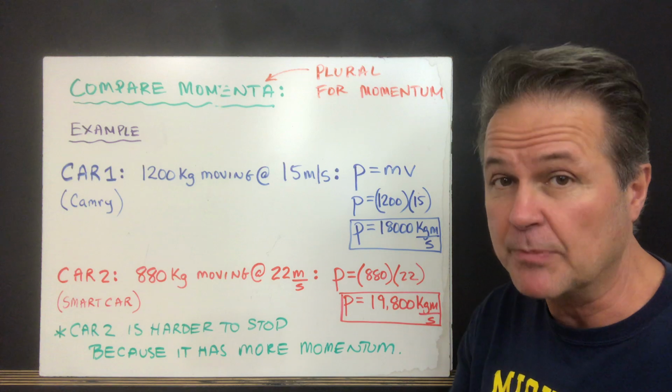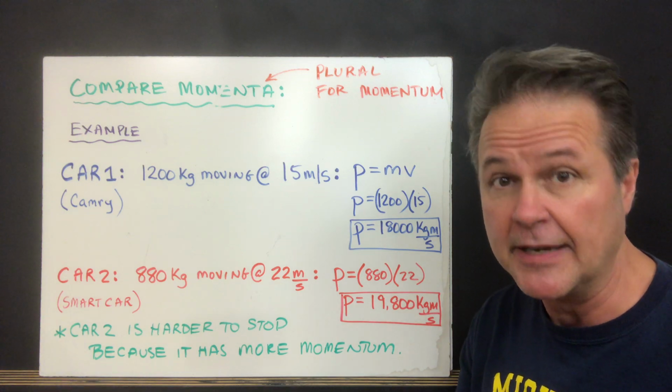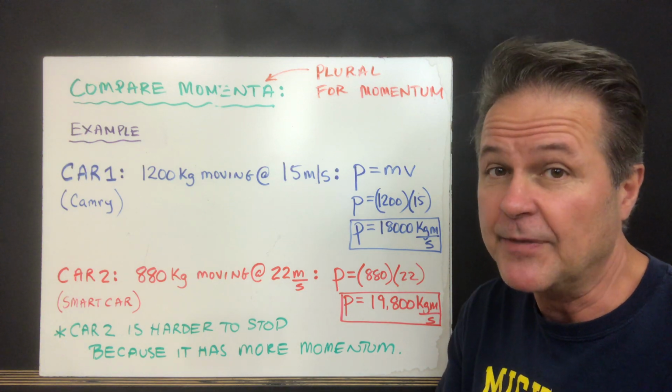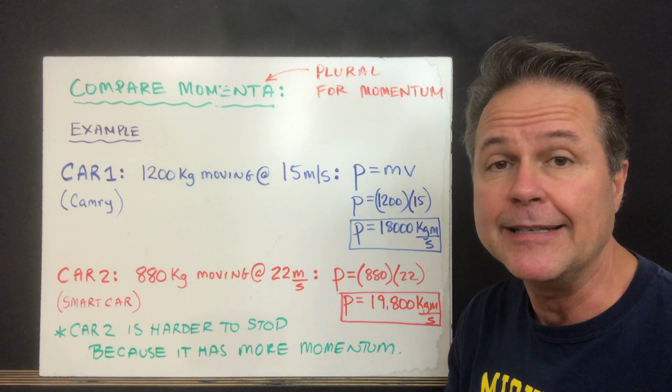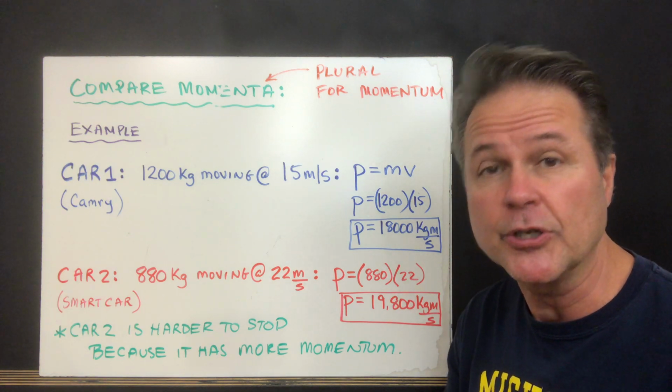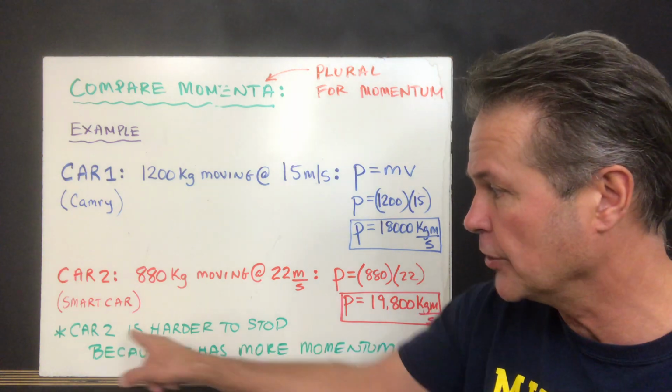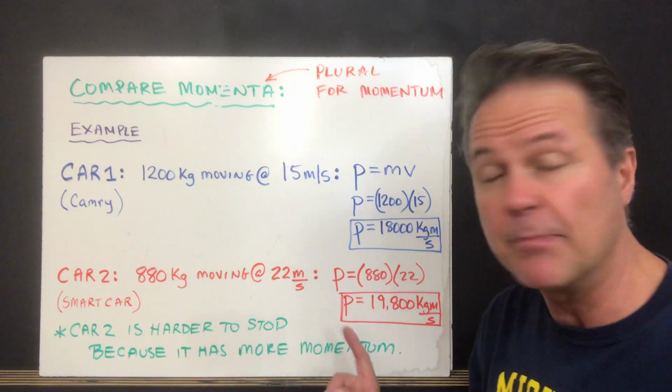You would think a smart car has less momentum than a large Camry, but if it's traveling fast enough, its momentum can exceed the momentum of a large, slow-moving car. So car 2 is harder to stop because it has more momentum.